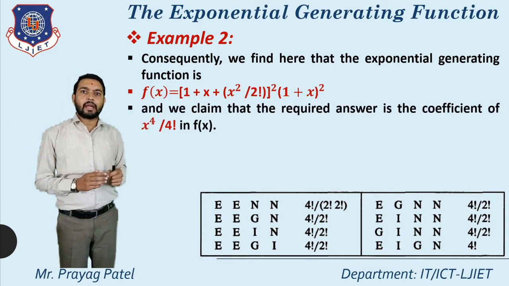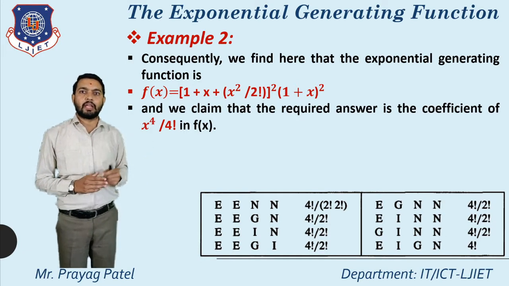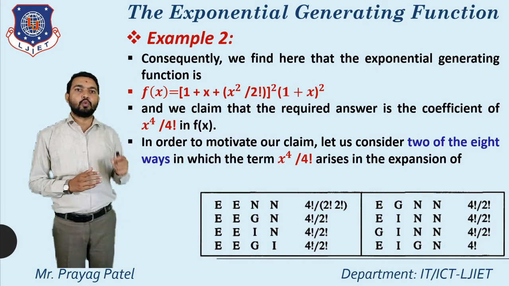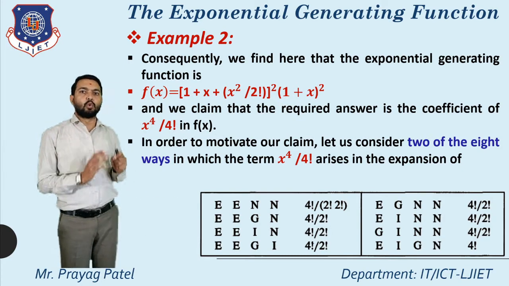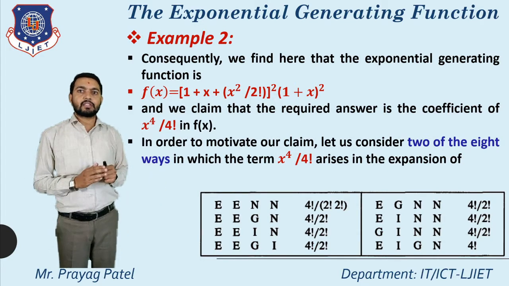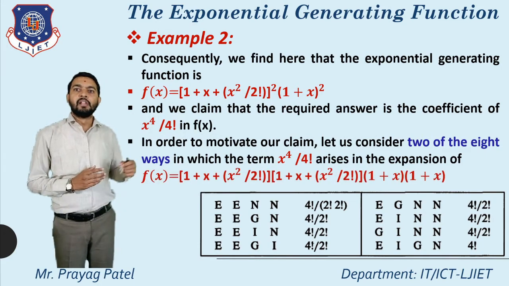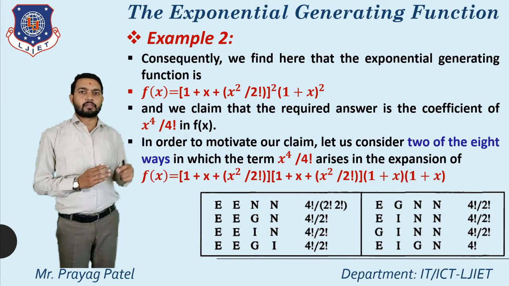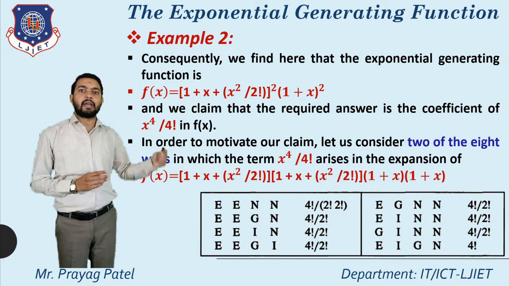Now we claim that the required answer is the coefficient of x raised to 4 divided by 4 factorial in f of x. In order to motivate our claim, let us consider 2 of the 8 ways. Here a total of 8 ways are available. Now we discuss 2 of these 8 ways in which the term x raised to 4 divided by 4 factorial arises in the exponential generating function f of x, equal to 1 plus x plus x square divided by 2 factorial, into 1 plus x plus x square divided by 2 factorial, into 1 plus x, into 1 plus x. Here the 4 terms are for n, e, g and I.